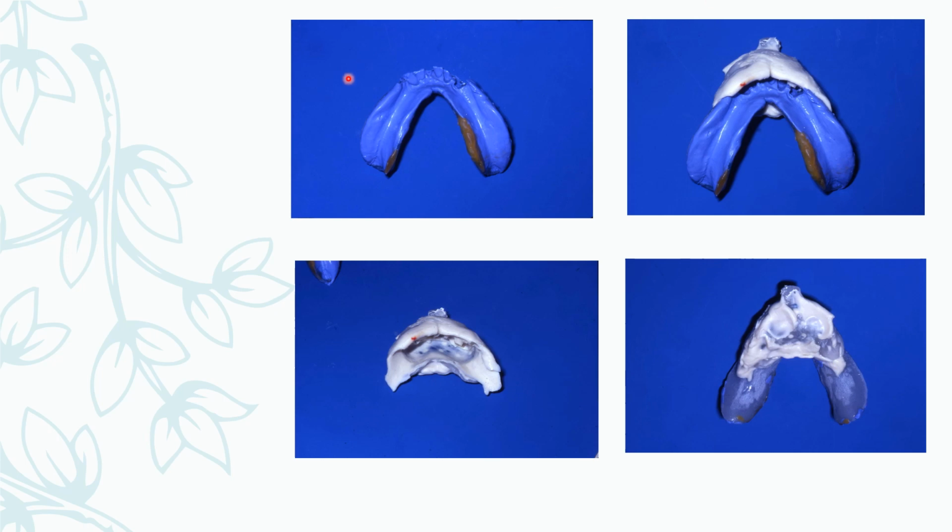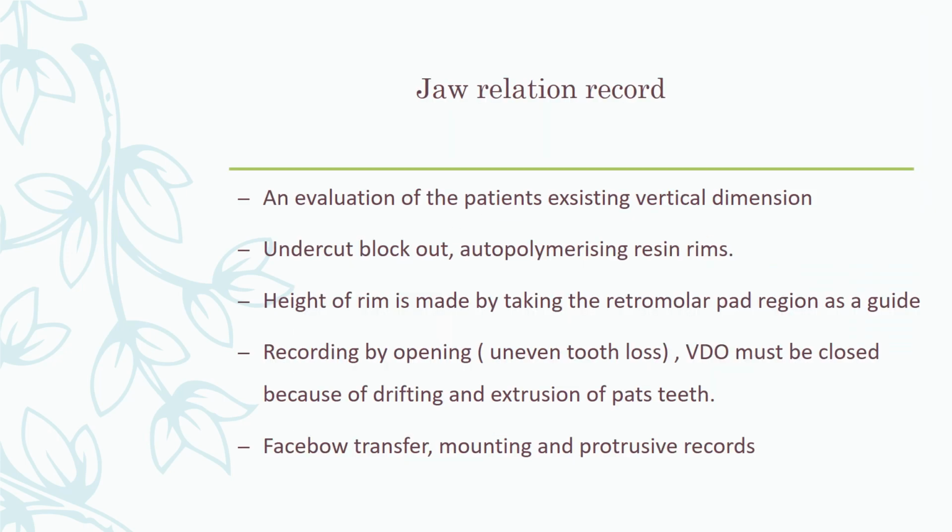This is one other alternative, to use a two-step tray. It's like a putty index which also can be used as an impression together with the light body impression. This is how it looks.